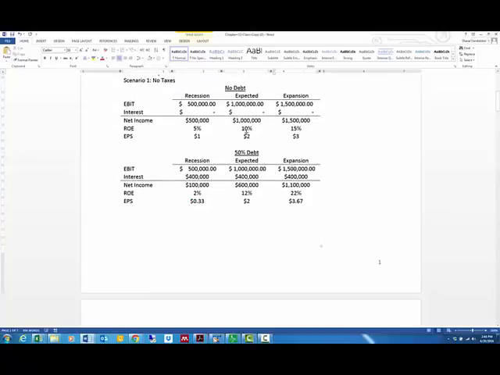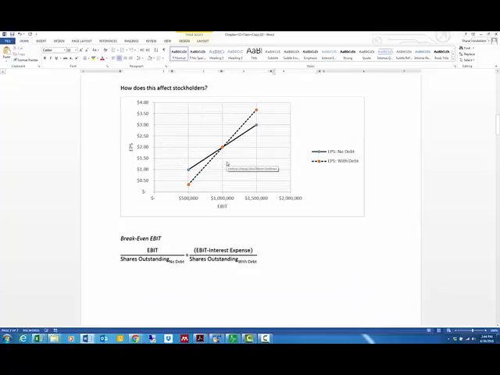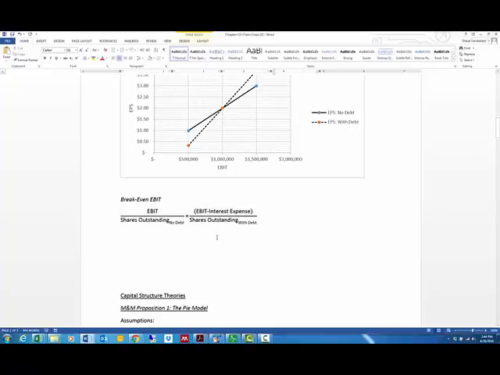And what you should also see here, at least in terms of earnings per share, is that if the company doesn't do as well, if they're in recession, then the company with the debt does not do as well for the stockholders as it does with no debt. But there's an increased value added to the stockholder if they're expanding, if the company's doing very well. So here's just a graph of the earnings per share with and without debt based on the EBIT, the earnings before interest and taxes. And so we see here what's called the break-even EBIT. And I'm going to demonstrate how to calculate this.